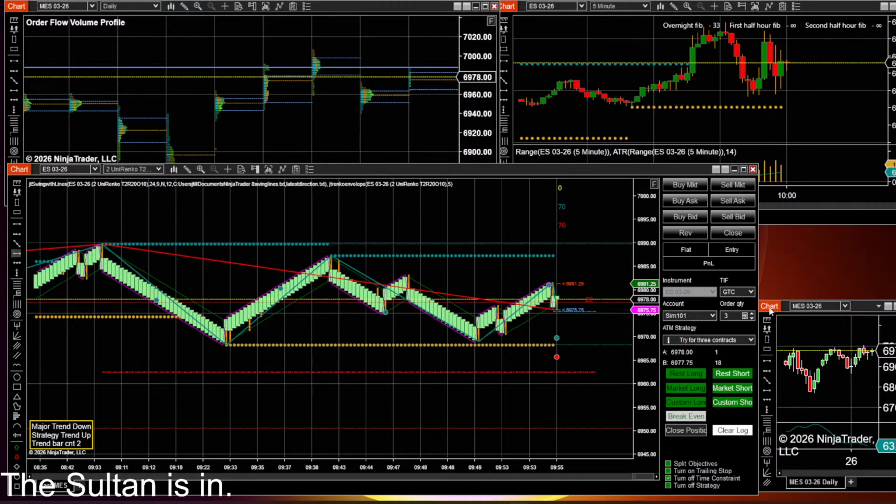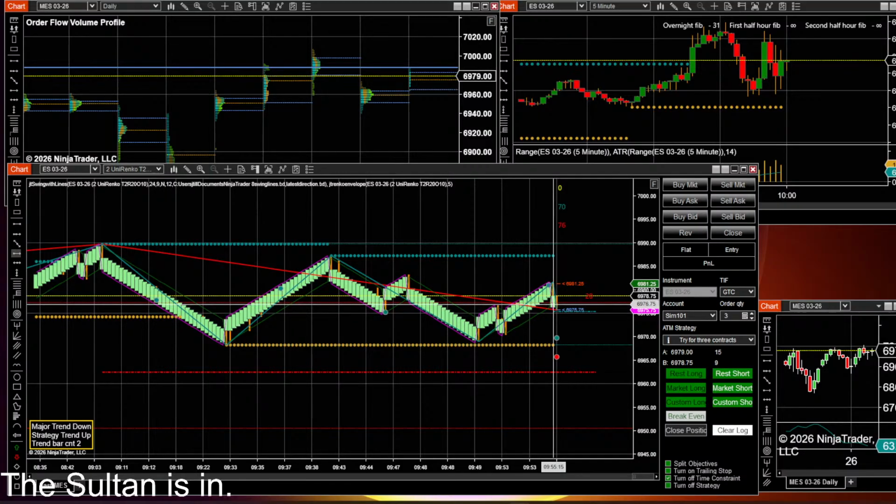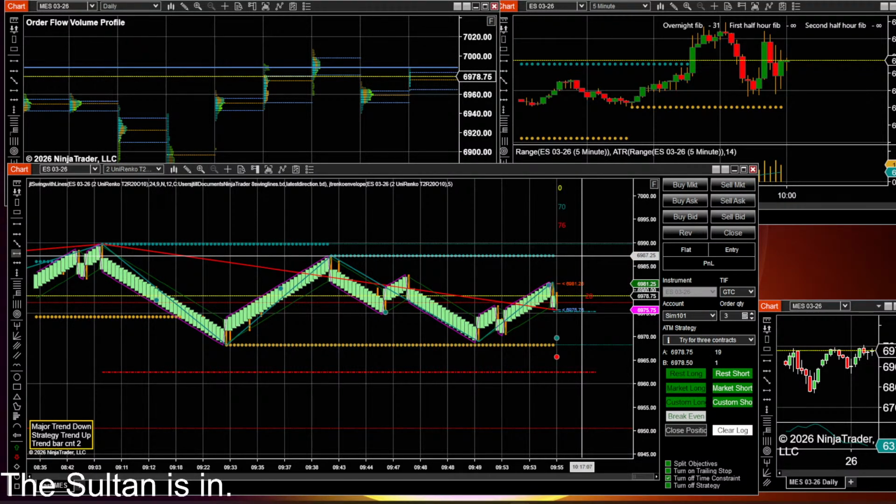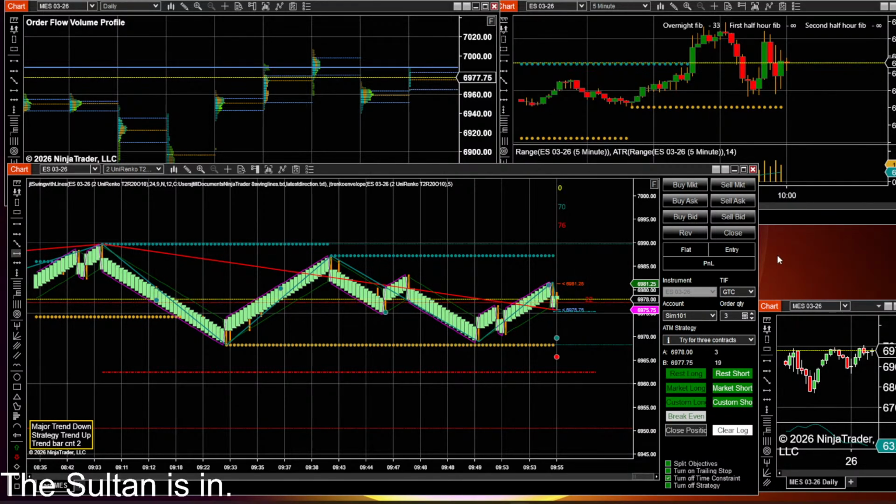So my trade did not come to fruition, but one bar pullbacks are pretty darn good, and you're talking 87 is the profit objective.